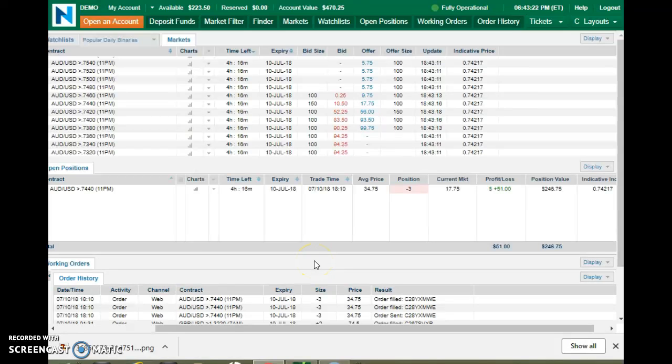Alex Jenkins checking in. Currently in the trade on AUD USD at 74.40. Bought three contracts for an expiry of 11 p.m. That's later on tonight. Right now, y'all see it's 6:43. The market's currently at 74.20. We're 20 pips away from the target on the strike rate.